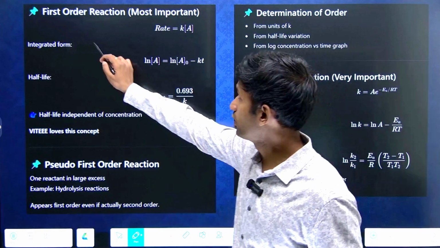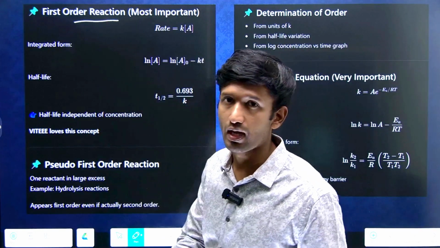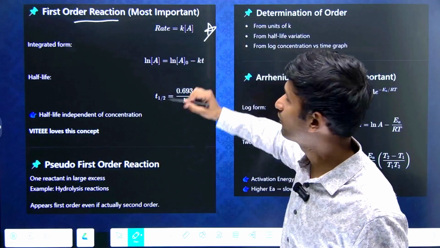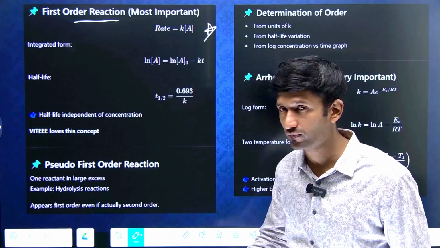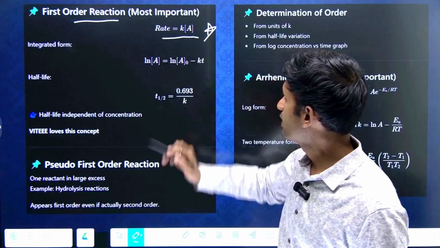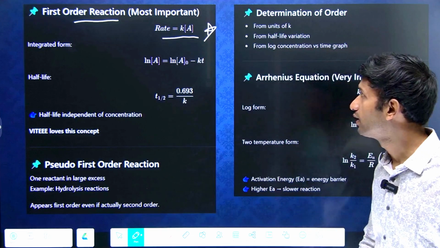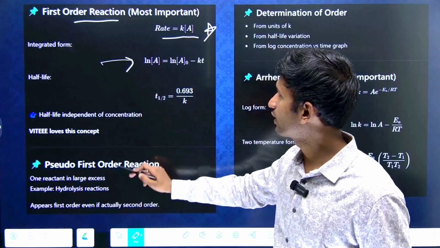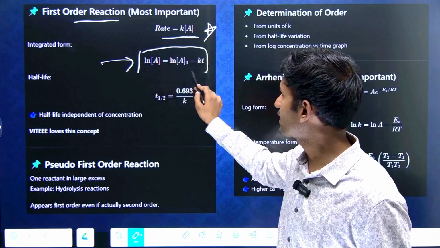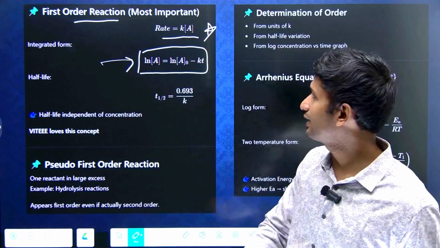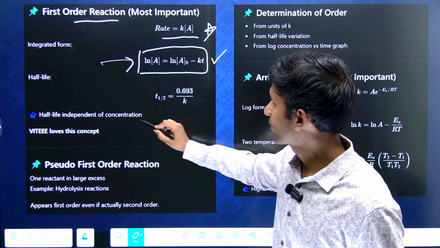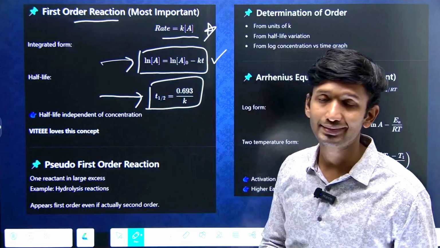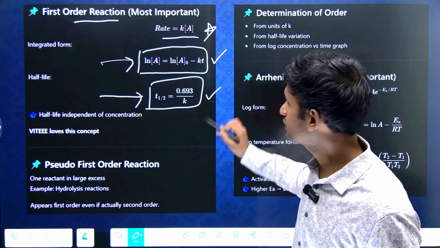Let's move on to our first order reaction after we have learnt the zero order reaction. This is most important. Definitely you can see 1 or 2 questions from this area. Rate is formulated as rate equals K of A. The integrated form, when we integrate, is ln A equals ln A naught minus Kt. So this is important. And then how the half life looks: t half equals 0.693 upon K. So this is also important.